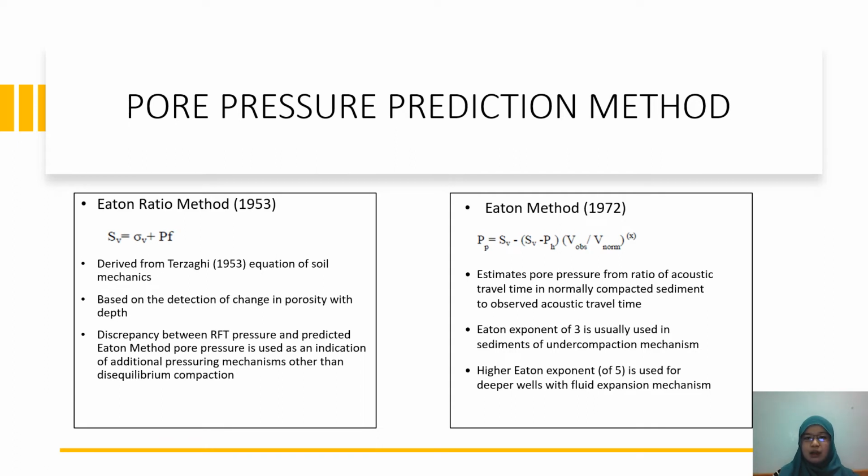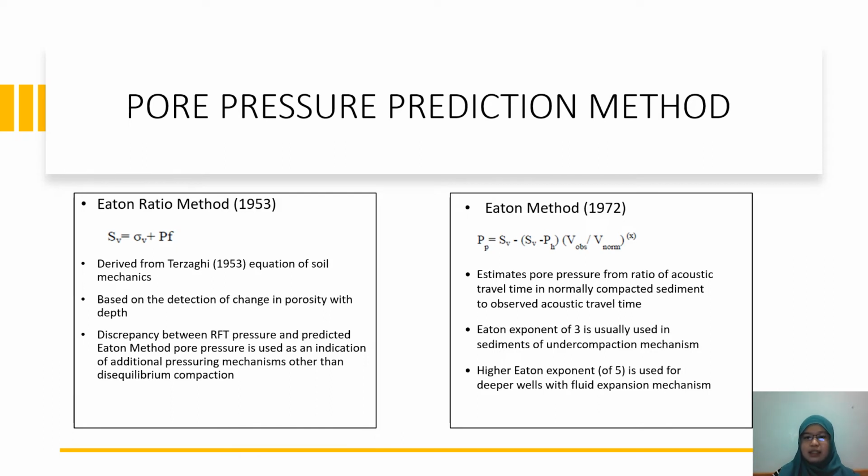Next, we are going to talk about the Eaton method, which was founded by Eaton himself in 1972. Here we have the Eaton method equation, whereby Pp is the pore pressure, Sv is the total vertical stress, Ph is the hydrostatic pore pressure, Vobs is the observed velocity, Vnorm is the normal velocity, and lastly, X is the Eaton exponent.